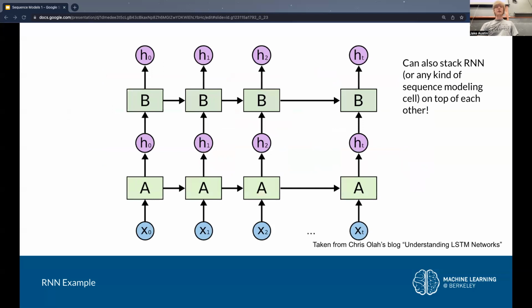We can also stack them. A and B both have independent weights, but all the A's share the same weights, and all the B's share the same weights. So you can have multiple layers, so to speak. Your H0 isn't an output so much as it is the input to your next layer in this RNN. It's a slightly strange concept, but it's basically like your hidden layers. We're just taking our sequence output of H0, H1, H2, feeding it into another RNN, and then reading the outputs at the very end.